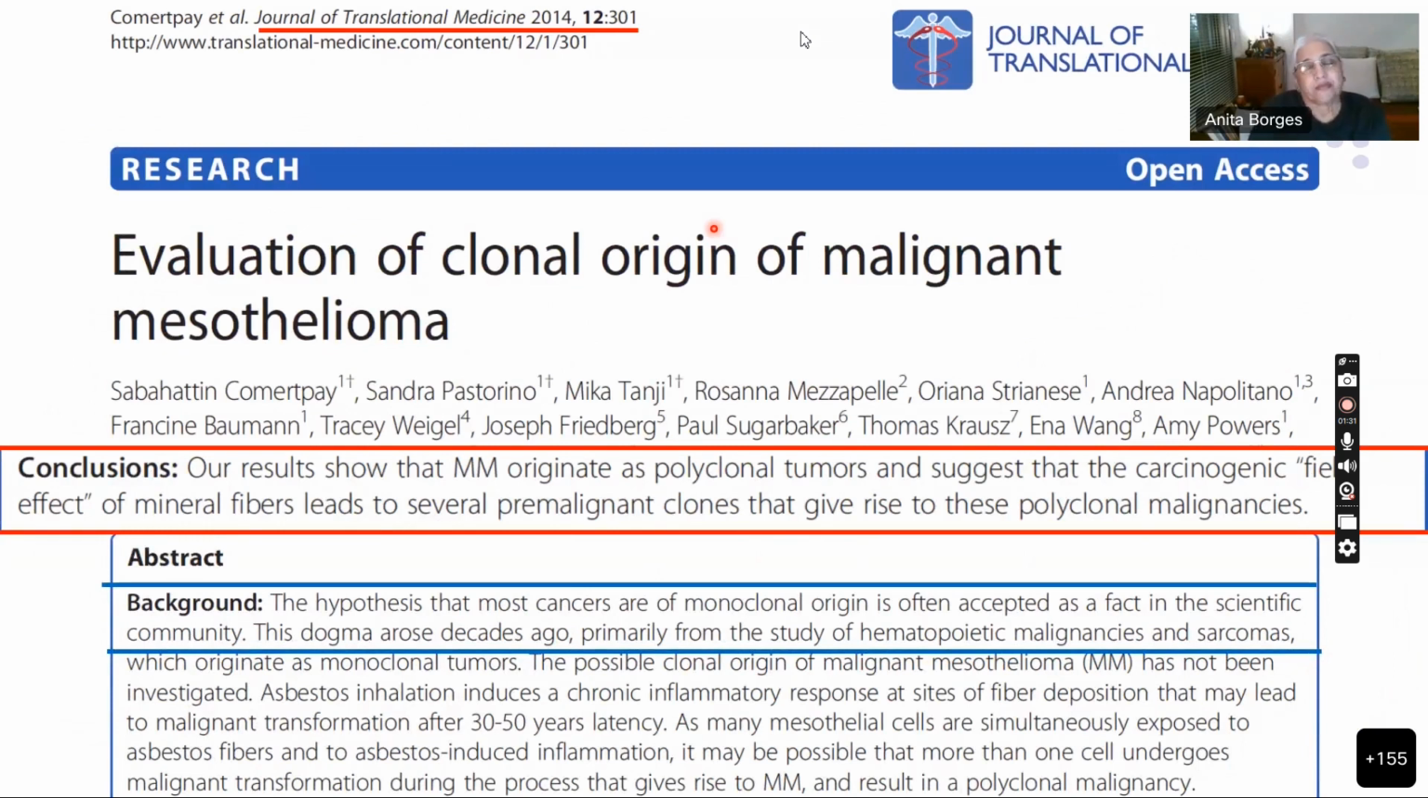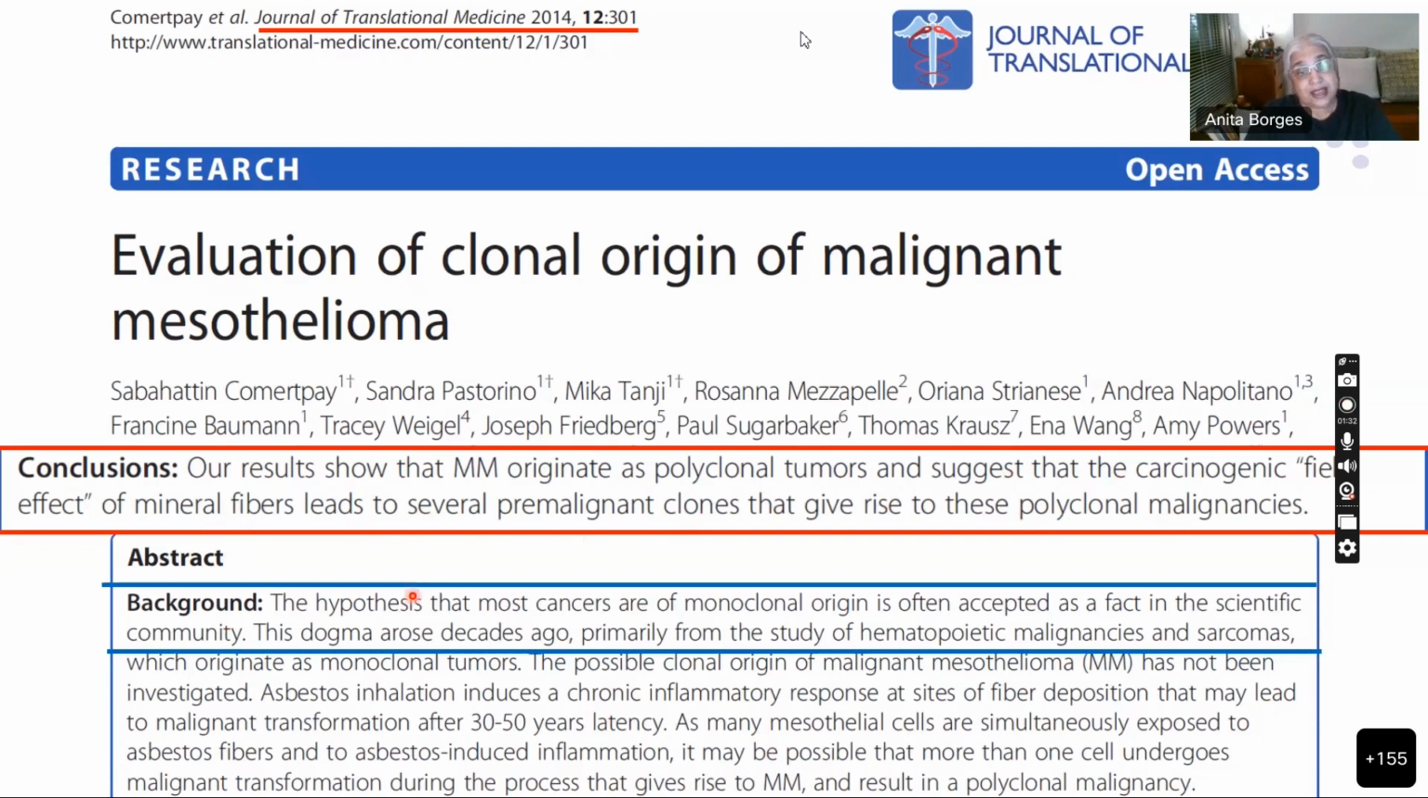Now, using much more modern methods, more and more tumors are being shown to be polyclonal. And this was for a mesothelioma, but you can go and look it up. I mean, there are so many. And it says here, our results show that malignant mesotheliomas, and they've tested many, originate as polyclonal tumors, and they suggest that the carcinogenic field effect of mineral fibers, such as asbestos, leads to several pre-malignant clones that give rise to polyclonal malignancies. And I don't see any reason why this is not so.